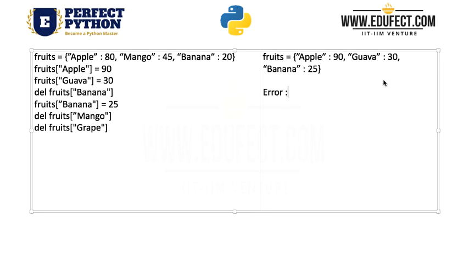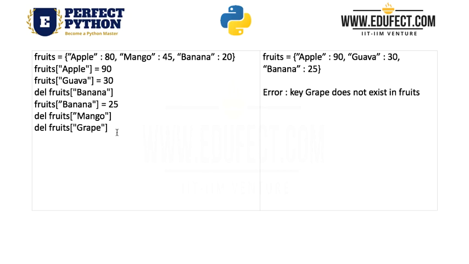And what is the error? That key grape does not exist in fruits. Okay. So if we don't want to get the error, we will first check whether grape is in fruits, whether the key is there in it, and then we will delete it. Okay.